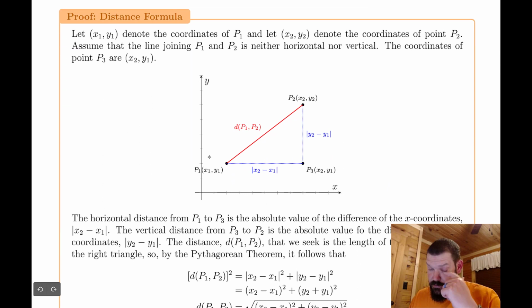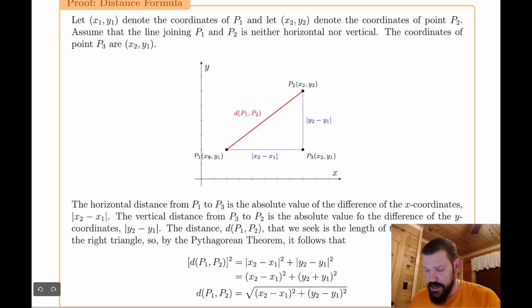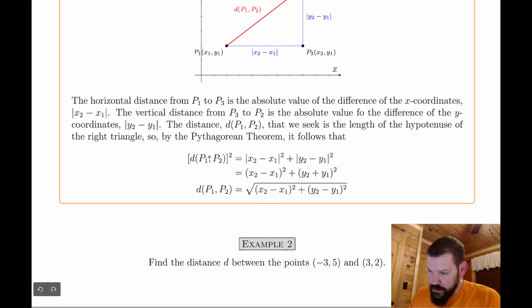This is a proof of the distance formula. You're welcome to study over that. It's not going to be something that you're going to be required to memorize for this course, but it is helpful to understand how these things work and why they work.